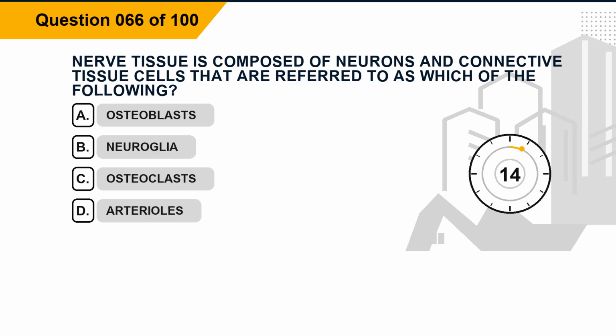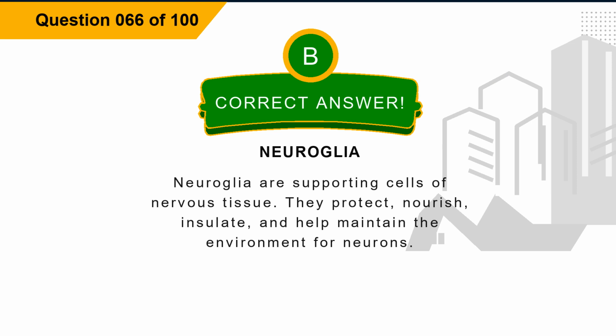Question 66. Nerve tissue is composed of neurons and connective tissue cells that are referred to as which of the following? Option A, osteoblasts. Option B, neuroglia. Option C, osteoclasts. Option D, arterioles. The correct answer is option B, neuroglia.